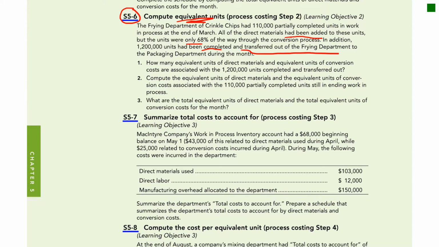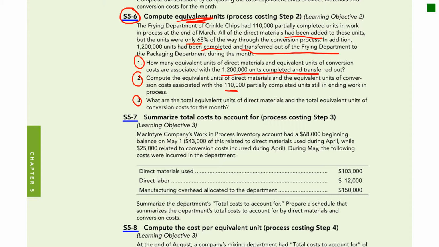So here's the question they want you to answer. Number one, they want to know how many equivalent units of direct materials and equivalent units of conversion cost are associated with the 1,200,000 units completed and transferred out. Part two, they want you to compute the equivalent units of direct material and equivalent units of conversion associated with the partially completed units. And then number three is they want you to know the total equivalent units of direct materials and the total equivalent units for conversion for the month.